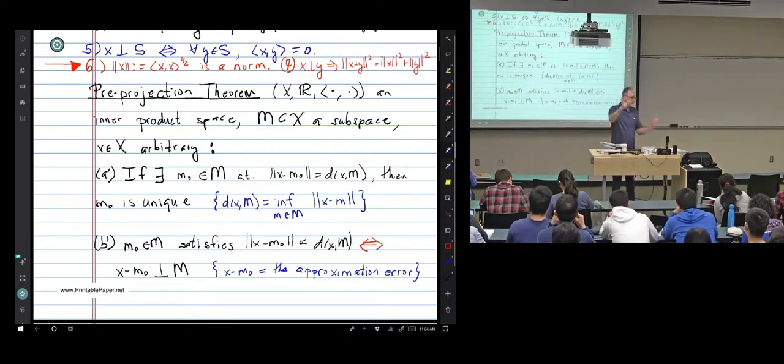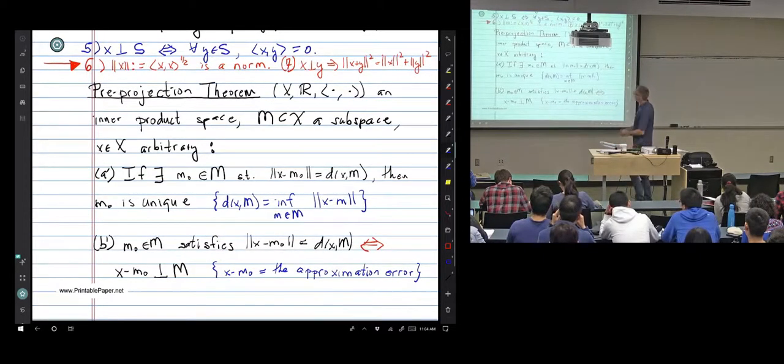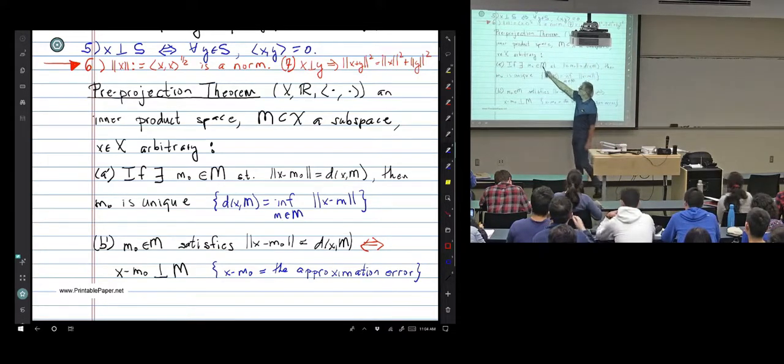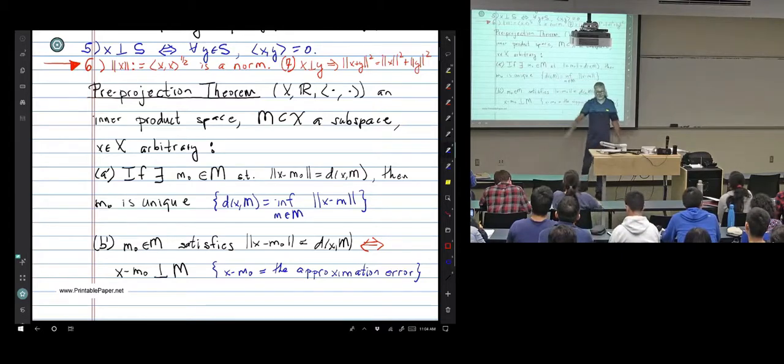And then if you take a little bit more mathematics and study the infinite dimensional case, you'll have things called Hilbert spaces. And for such spaces, when M is closed, we haven't defined what closed means, then you'll get existence as well. So.